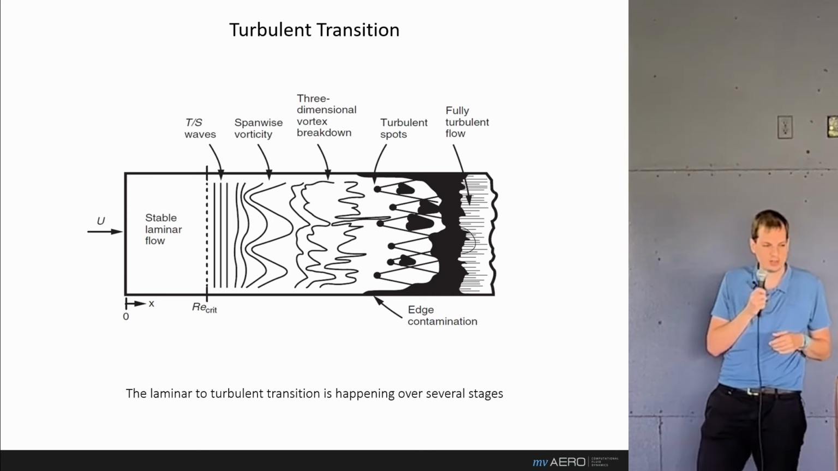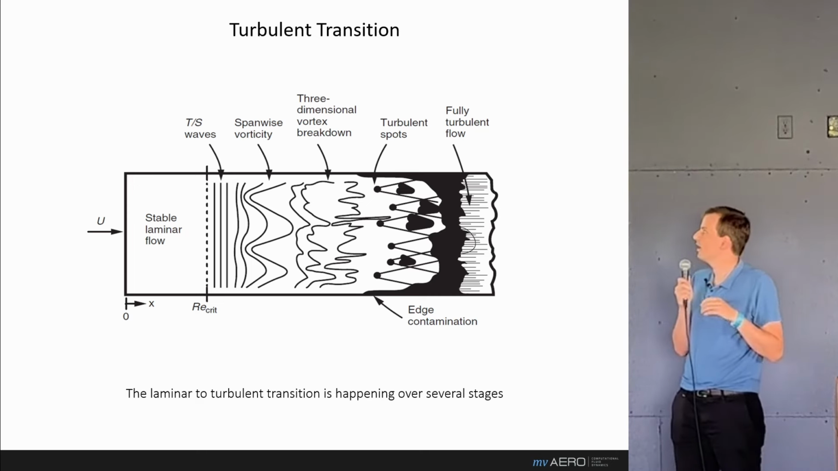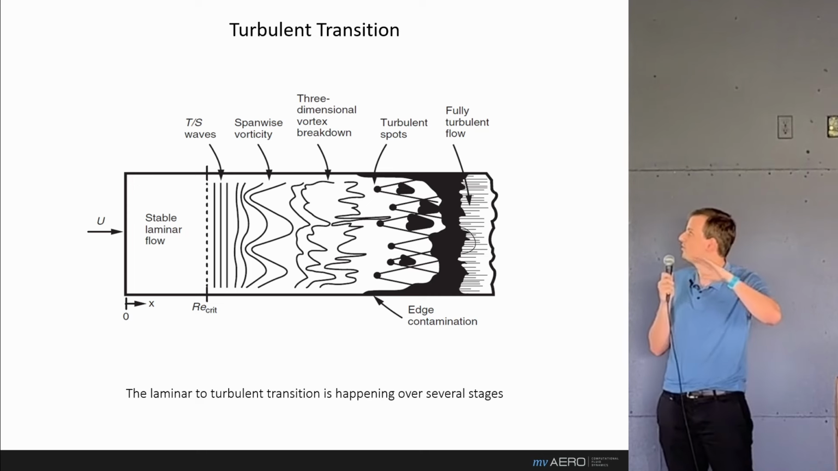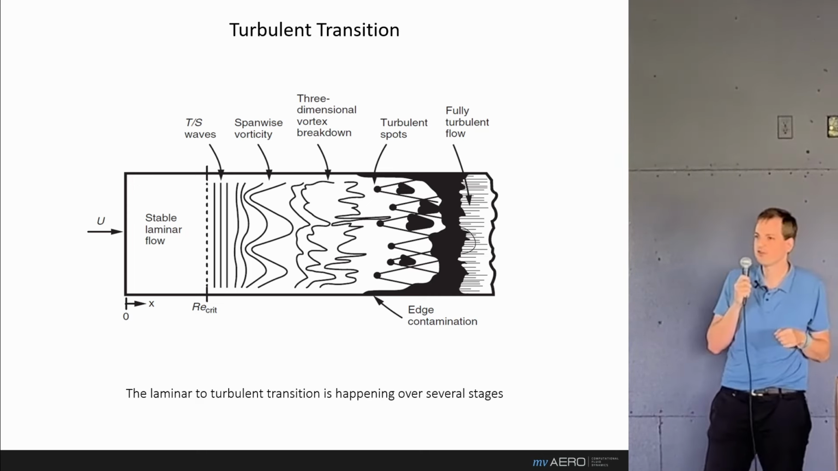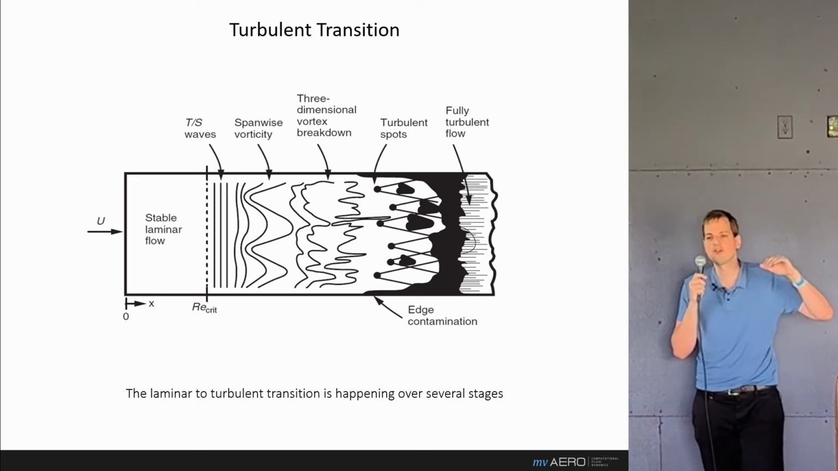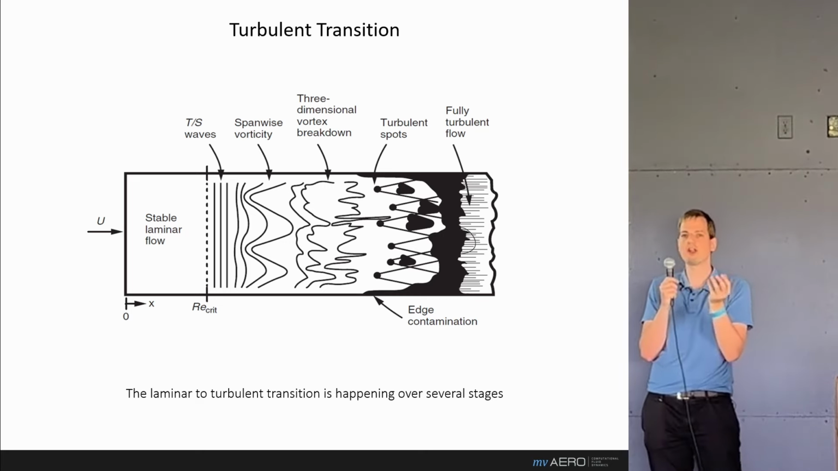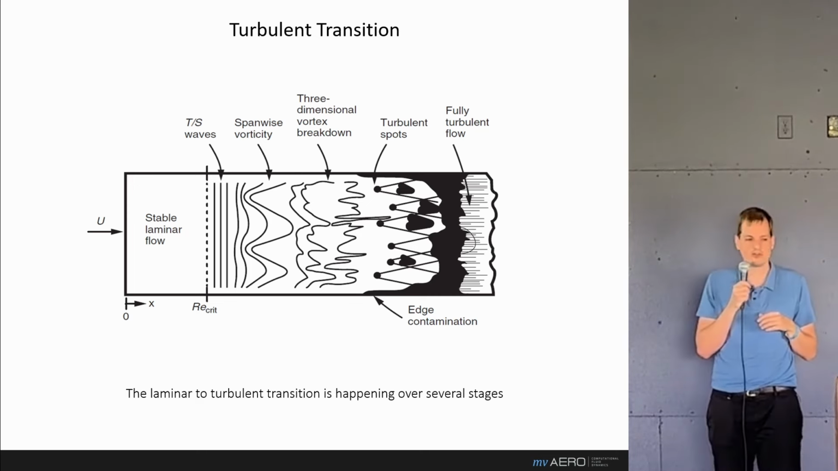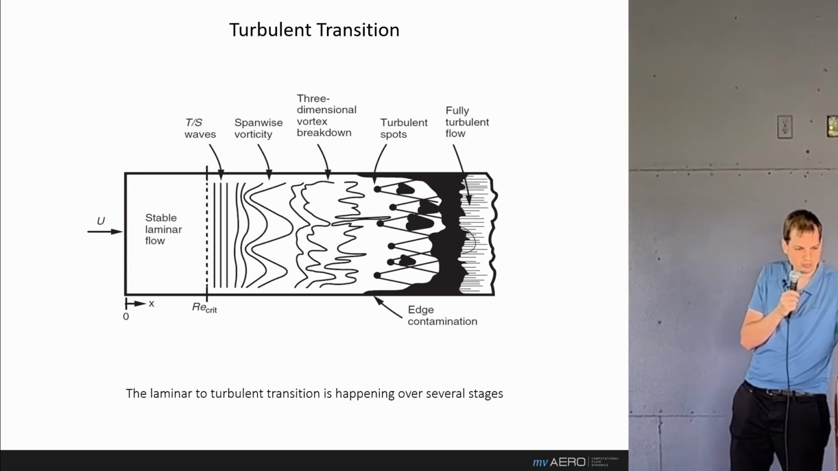We're starting with stable laminar flow. And the first thing we notice is we have two-dimensional waves. And these start to change in shape a little bit, where it says spanwise vorticity, and that allows new fresh air to rush in while some of the boundary layer starts to move up. And that's really the first stage towards a full three-dimensional breakdown of the boundary layer.